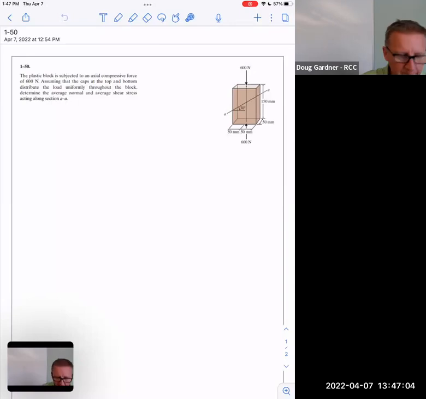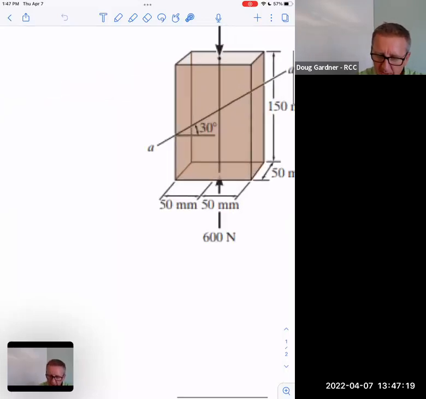What about this guy? So here's where we finally get a question that involves a shear. We've done two normal stresses, but now, and you're definitely going to see a question like this on the test. This is what I showed you at the start of class, where you have this block that's joined together.